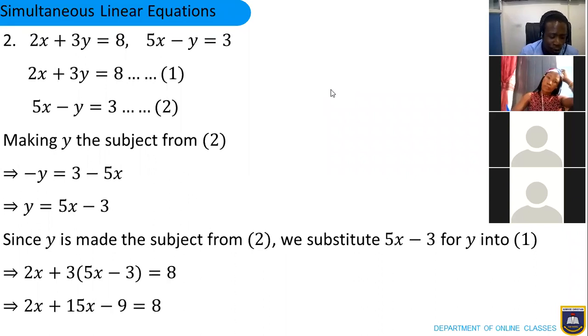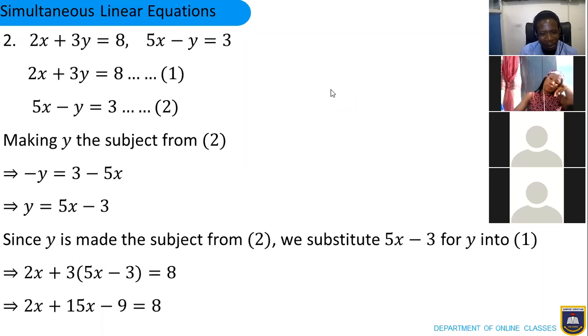If you are doing the substitution method and there is a variable that has a coefficient of 1, then make that variable the subject. Over here, you can see that in equation 2, the y has a coefficient of 1. So it's good we make y the subject. Then our equation will become very simple. So always look out for the simplest way you can use to solve the work.